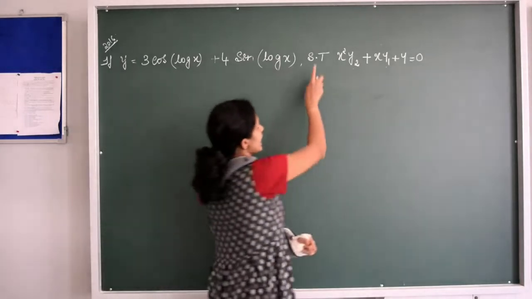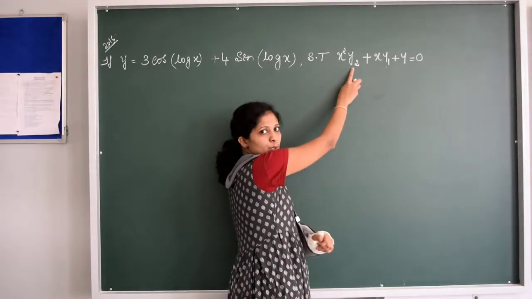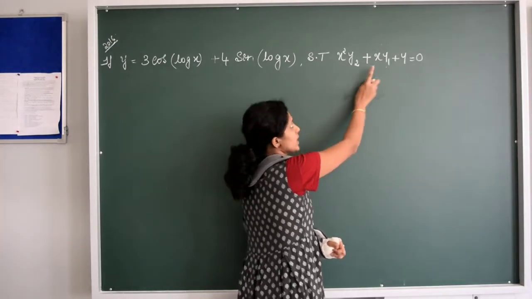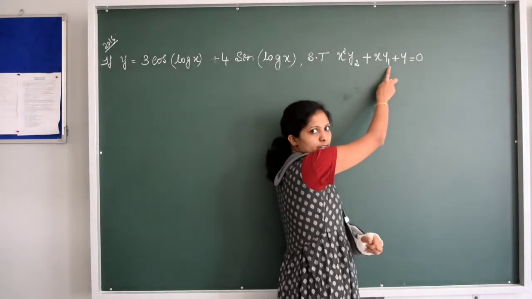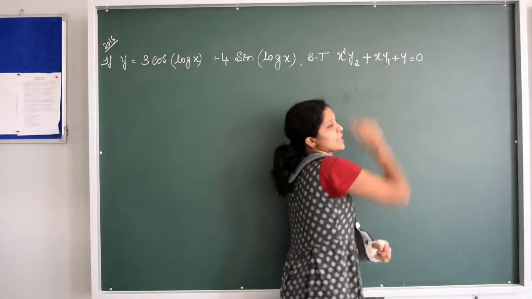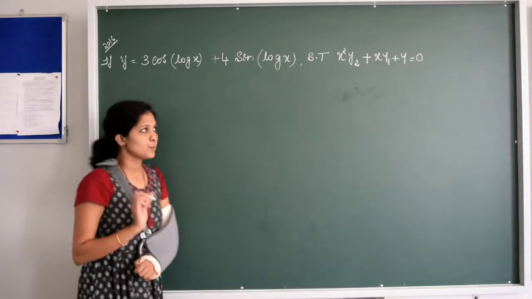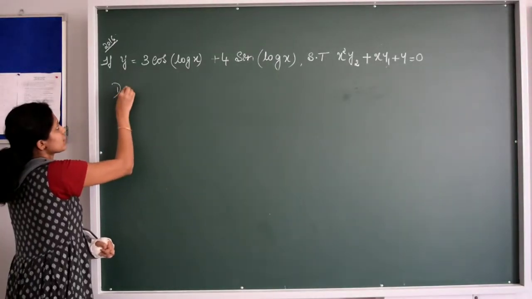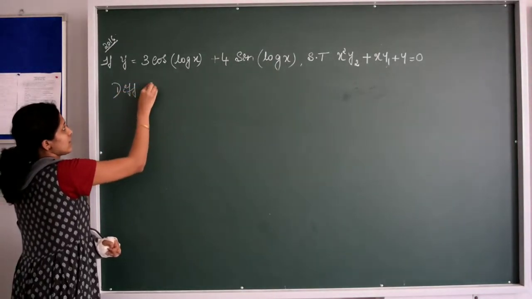Show that x square y2, what is meant by y2? It is a second order derivative, that means d square y by dx square, plus x into y1, y1 is dy by dx, plus y is equal to 0. You have to prove this. We will consider this. The y function is given. So we have to differentiate the function with respect to x. Right?